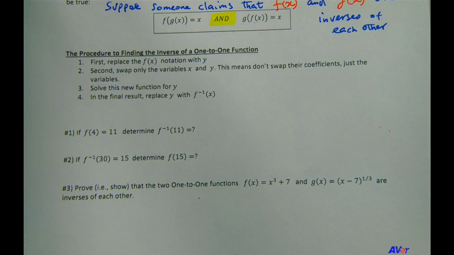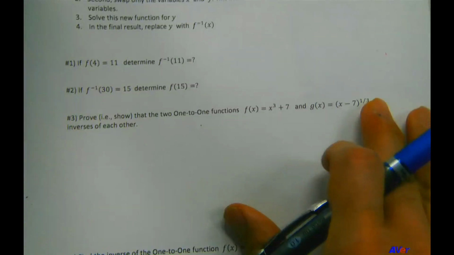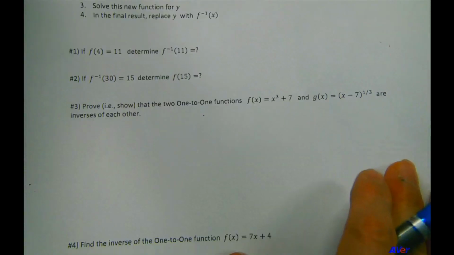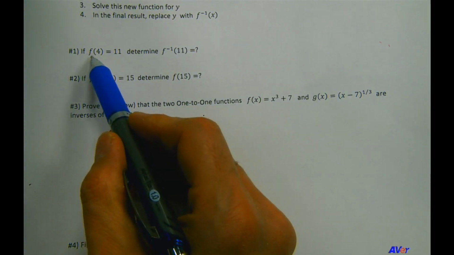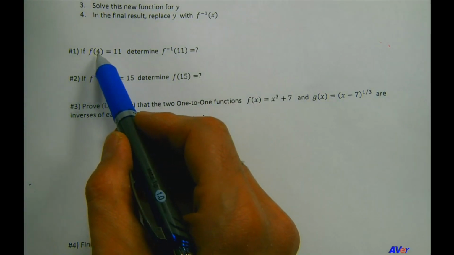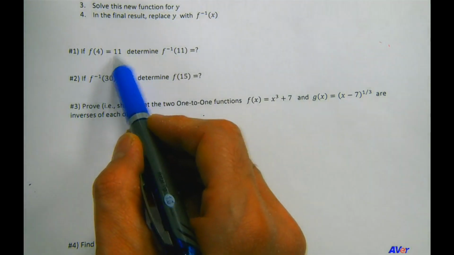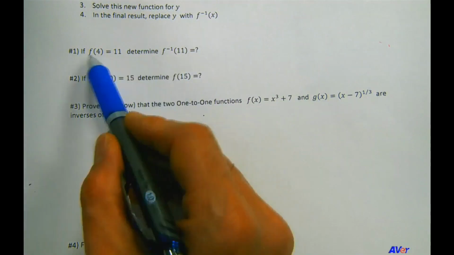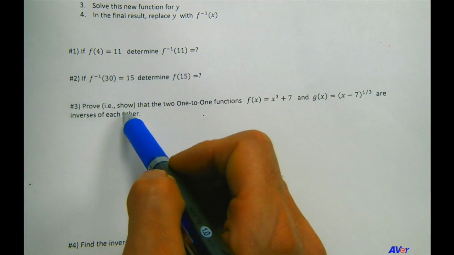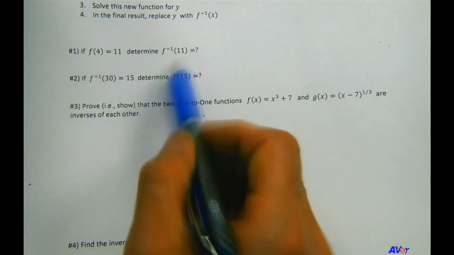All right. So now let's begin going over these examples. The first one says, if some original function f evaluated at 4 is equal to 11, determine the inverse of that function at 11. Can you answer this question?